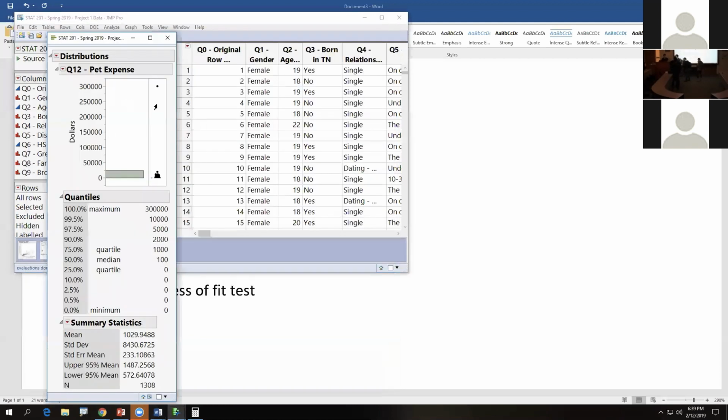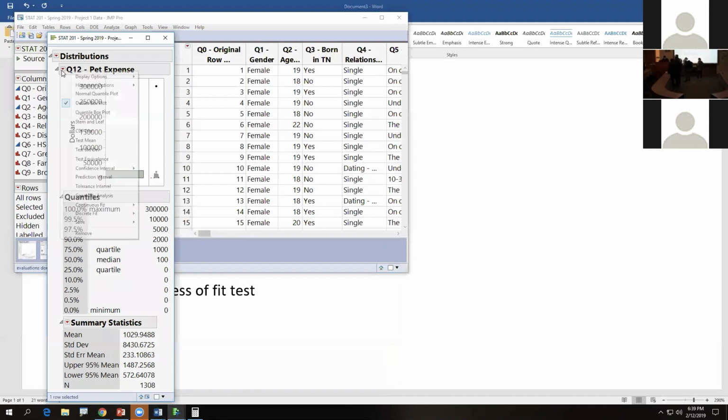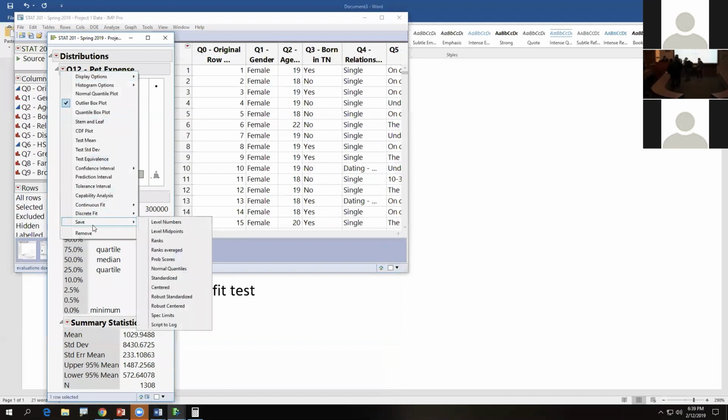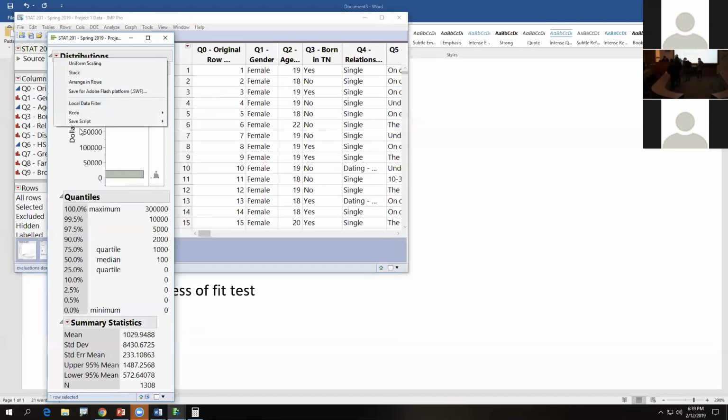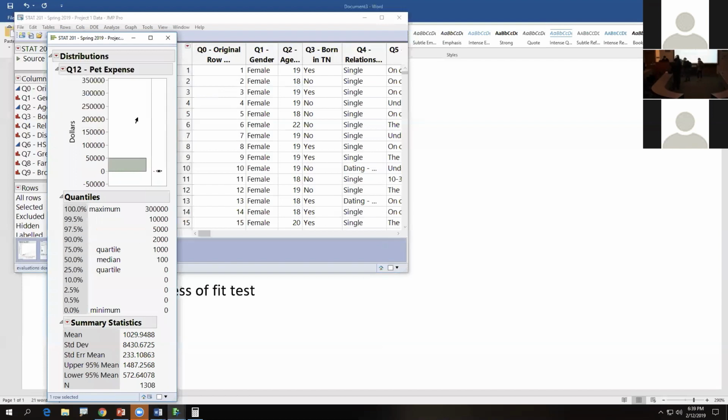So that's ridiculous. Well, one, let's remove this outlier here. And yeah, someone spent $300,000 on their pets. I don't know about that. I know, right? And we're going to put auto recalc on here, and then, oh, did I already remove them? Oh, they got pulled.